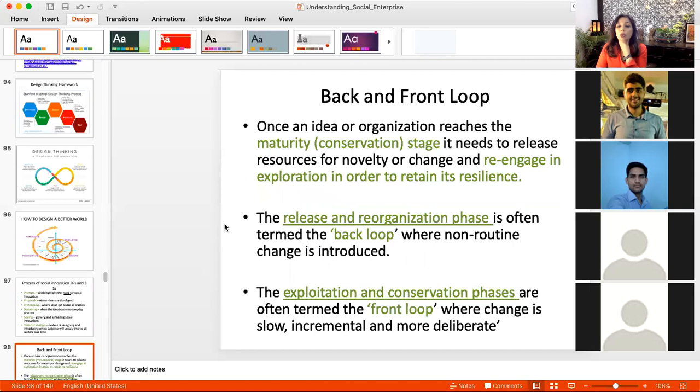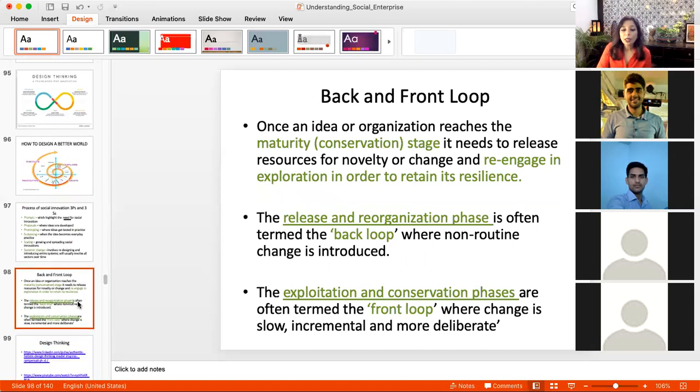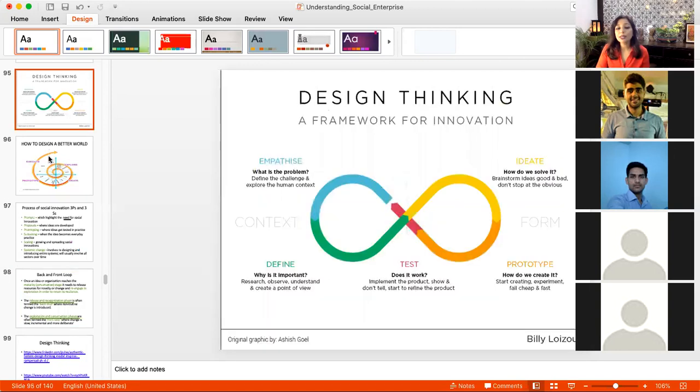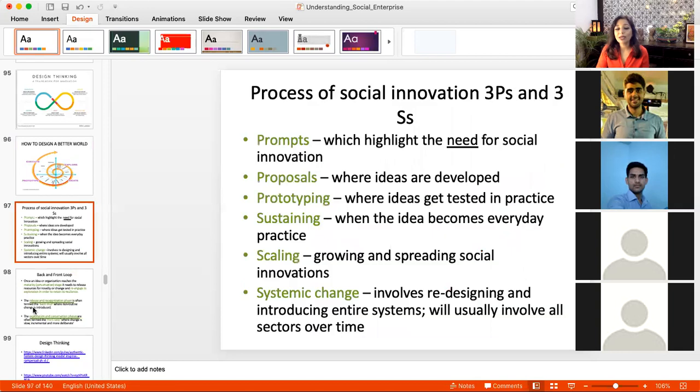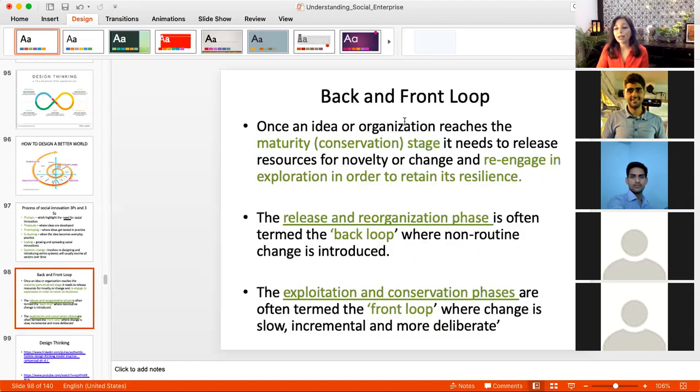Okay, so there is a back loop and a front loop to it. Whatever we have discussed can be understood as a back loop and a front loop: once an idea or an organization reaches maturity, the conversion stage happens and it needs to release resources for novelty or change and re-engage in exploration in order to retain its resilience.